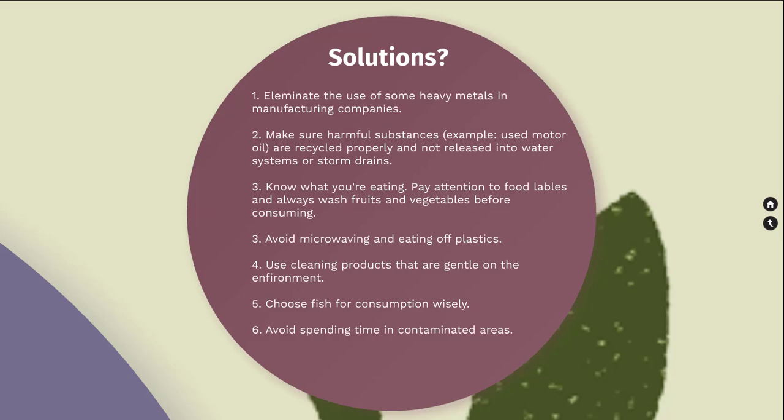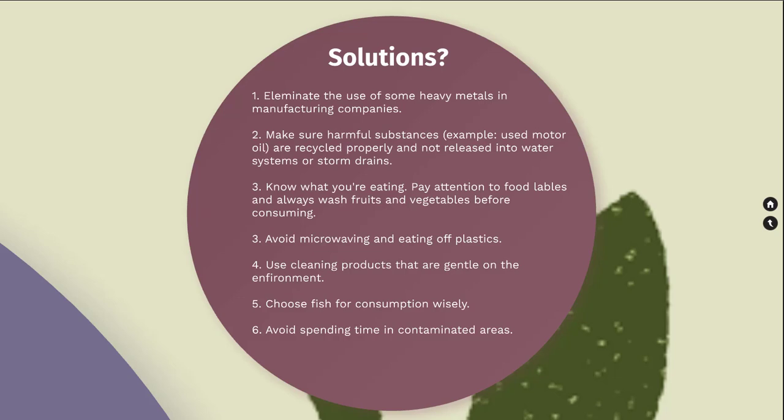You can always wash your fruits and vegetables before consuming, knowing that pesticides are being used on commercial fruits and vegetables. Maybe wash those fruits and vegetables with a little soap and hot water to make sure that they're good for consuming. A lot of people know that you're not supposed to microwave styrofoam, but you're also supposed to avoid microwaving plastics and eating off of plastics that are not BPA safe.